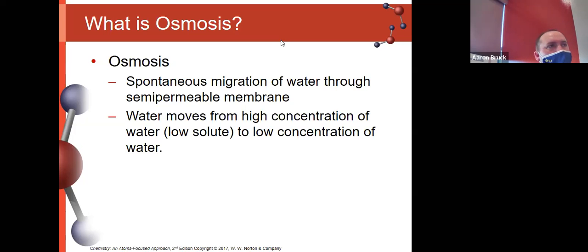It does not require any outside interference from us. The only outside interference that we might provide is the semi-permeable membrane itself, although in a lot of biological systems, the system itself provides that membrane. Your cell membrane, for example, in all of your cells is a semi-permeable membrane. Certain materials are allowed in, certain materials are blocked out.